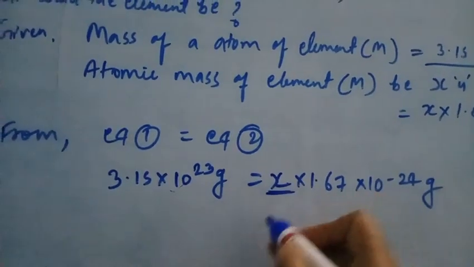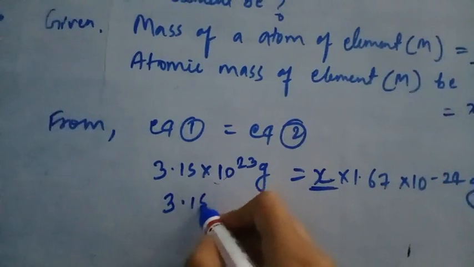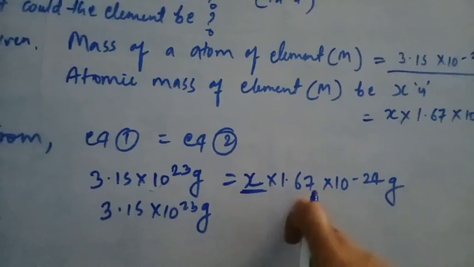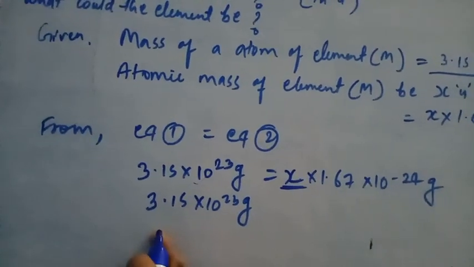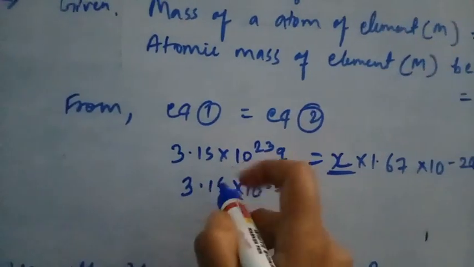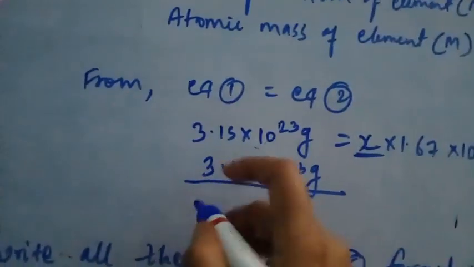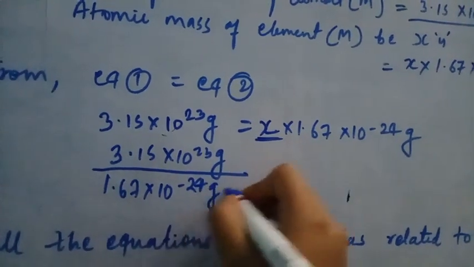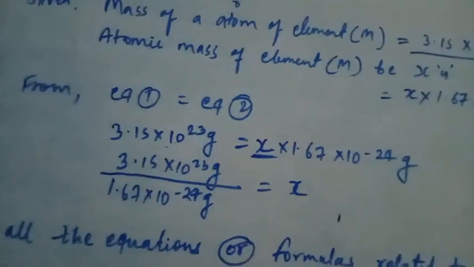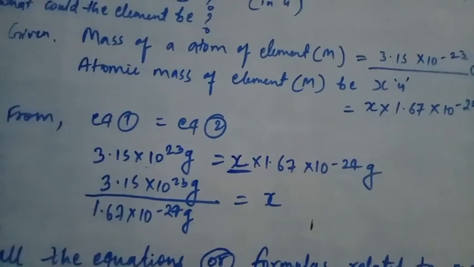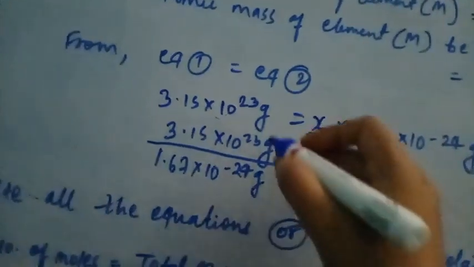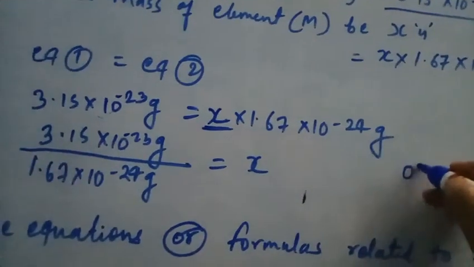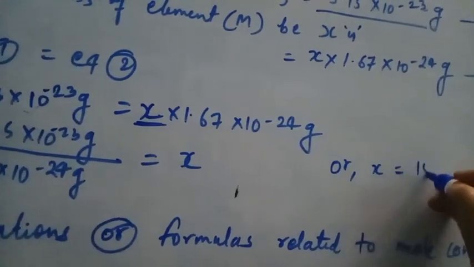So if you have to calculate X, you can just write 3.15 into 10 to power 23 gram. Put this one in the right side. So when it comes in right side, it becomes divided by 1.67 into 10 to power minus 24 gram is equal to X. Understood? Okay, this is minus 23. So when we solve this, we will get X is equal to 18.8.